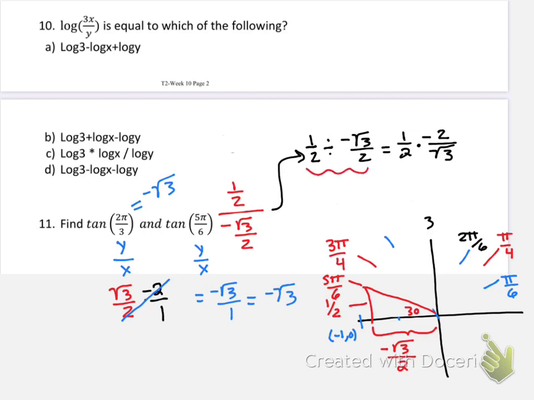I wrote this as a division problem so that it was easier to see the multiplication by the reciprocal. The 2's will cancel, and we'll be left with negative 1 over square root of 3. But that's not fully simplified because we have a radical in the denominator. So I'll multiply by 1 in the form of square root of 3 over square root of 3, and I'll get negative square root of 3 over the square root of 9. That's why we multiplied by the square root of 3, or negative square root of 3 over 3, because the square root of 9 is 3.